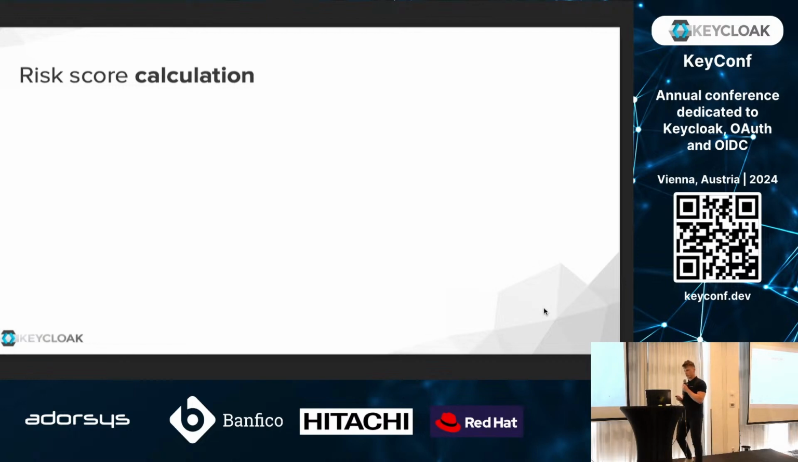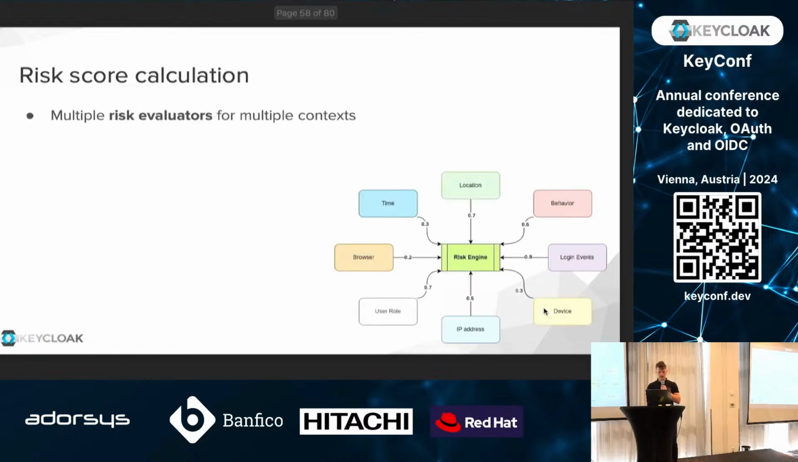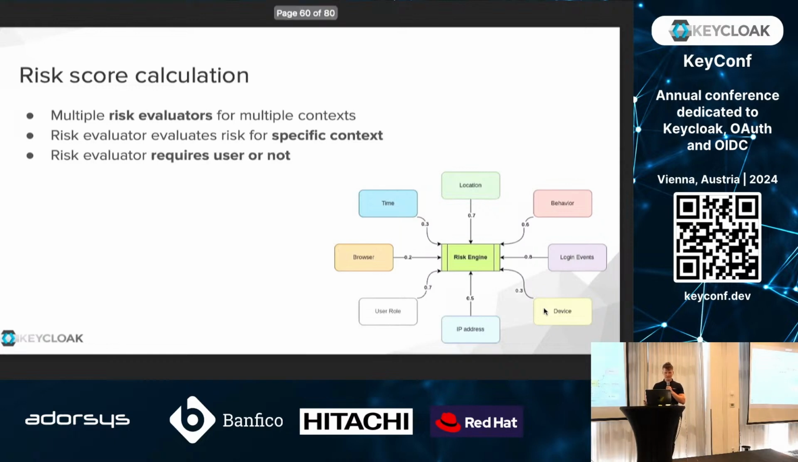How does the risk score calculation work? Yeah, that's the question, right? There might be multiple risk evaluators for multiple contexts. As I've mentioned, each evaluates risk for specific contexts. Also, whether the risk evaluator requires a user or not depends on the context. If the context is about browser properties or network properties, or just about the user role, that's a different one. We need to know who's accessing the application, right?